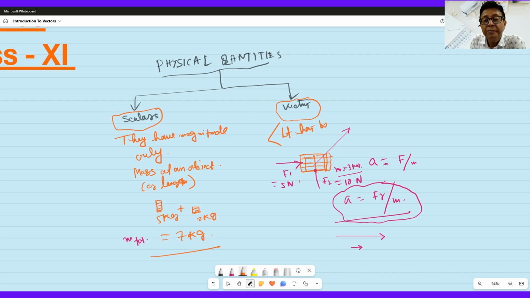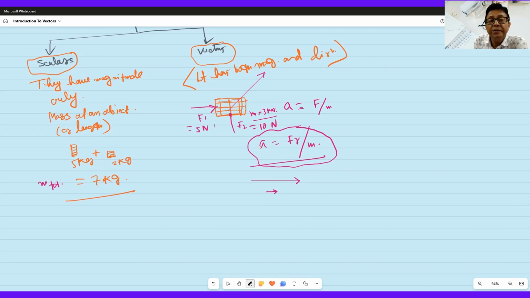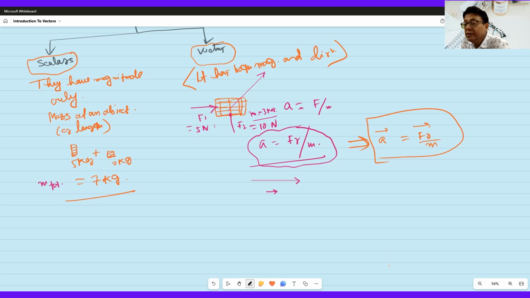It has both magnitude and direction. So this vector, acceleration is a vector, it has both magnitude and direction. Force is a vector. So this equation, instead of writing in this manner, we'll now be writing acceleration vector equal to force vector divided by m, the mass of the object. Okay.